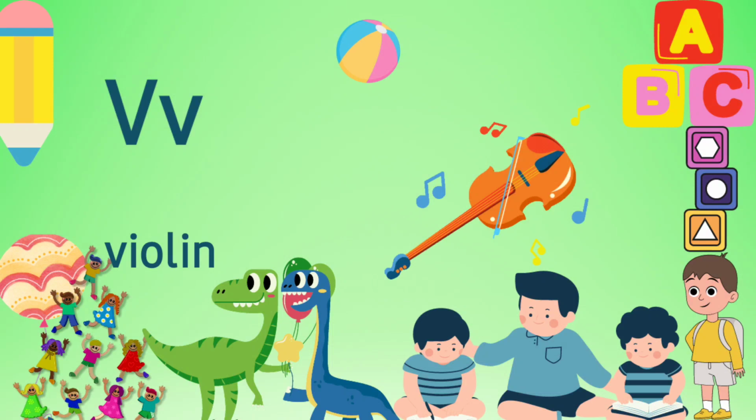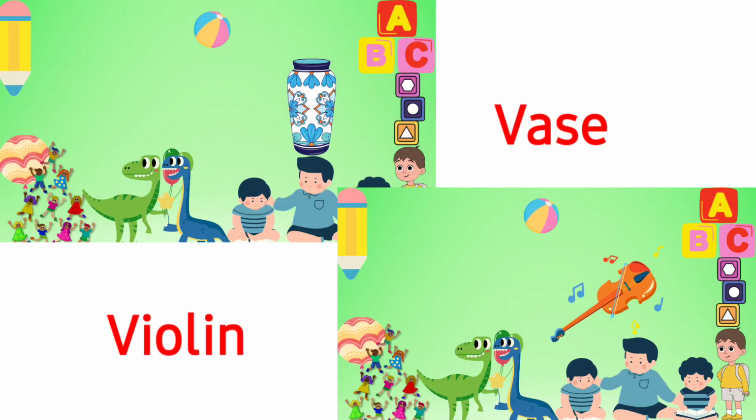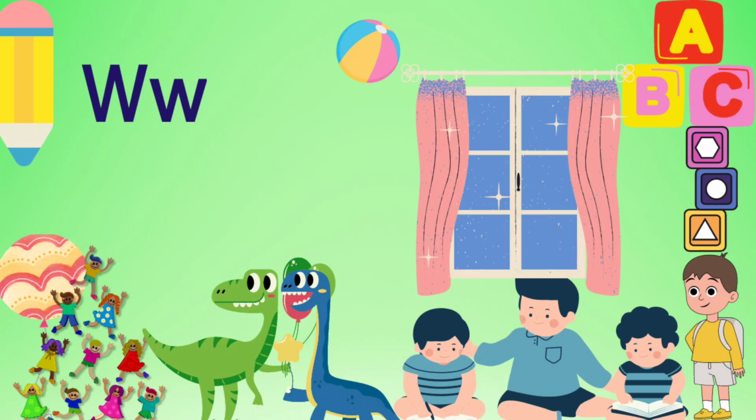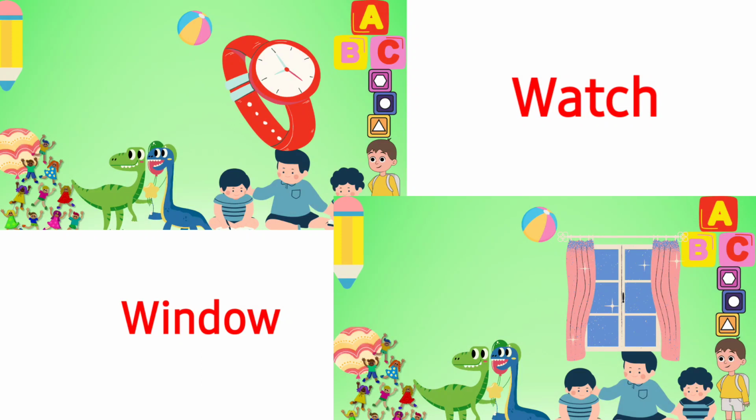V is for violin. Vest, violin. W is for watch. W is for window. Watch, window.